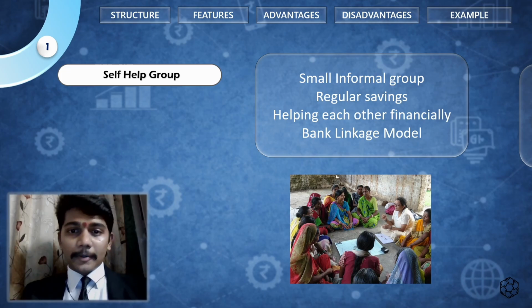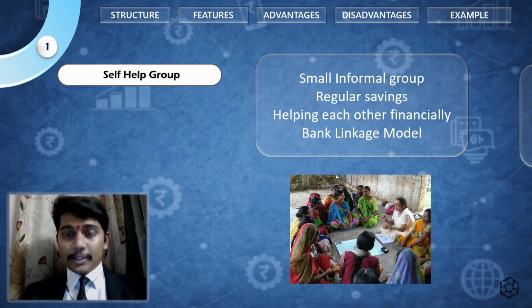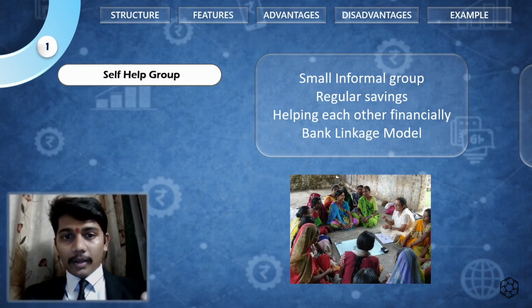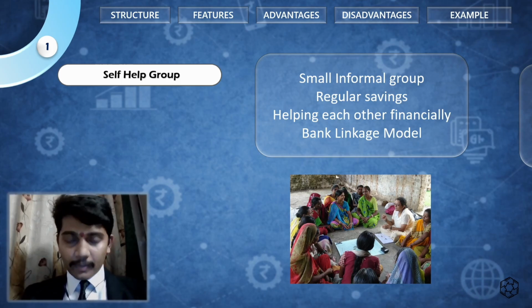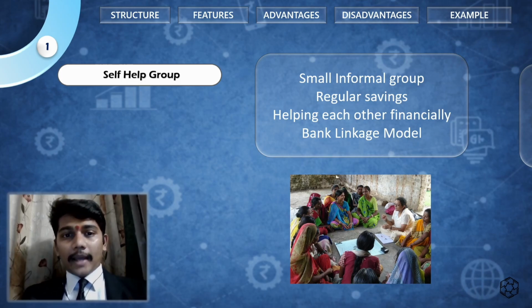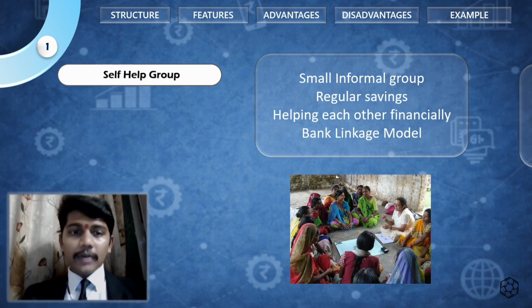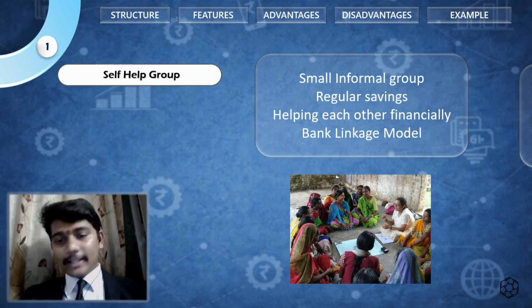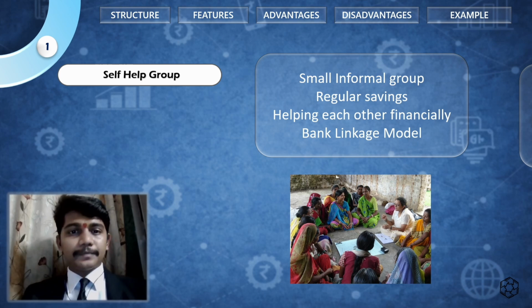So this is the most well-known and widely adopted approach, that is the SHG bank, in short, linkage model. So this group is 10 to 20 people, mostly women, who save a small amount of money regularly. Each member saves regularly, and then they create a common fund and give small loans to each other. Later, after a few months, they link their group with the bank, and with this bank linkage, the banks give them loans. Hence we call it the self-help group bank linkage model. So moving on to the structure.